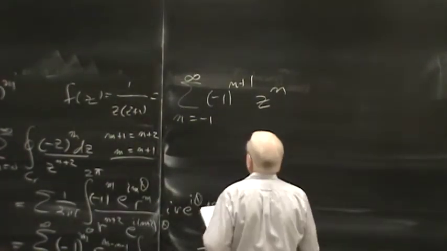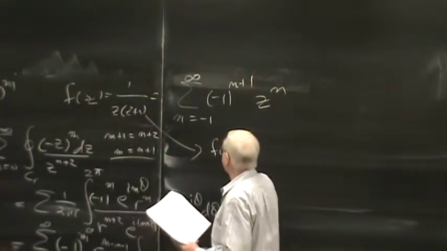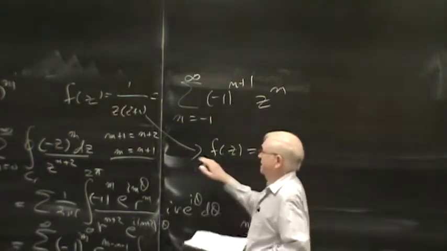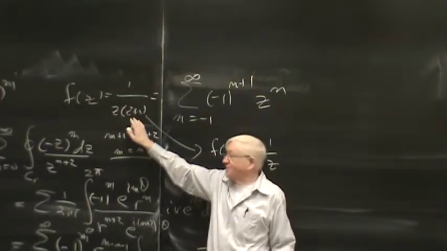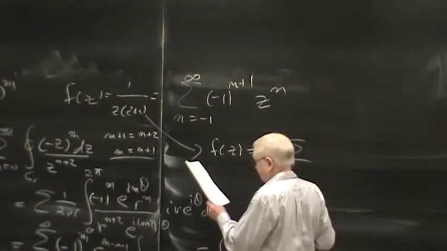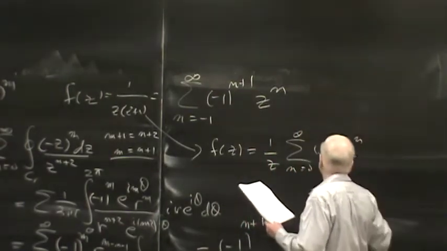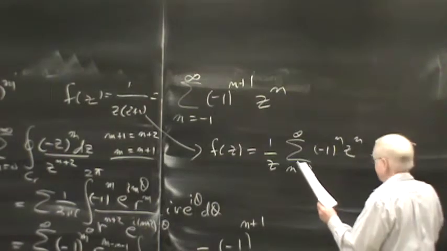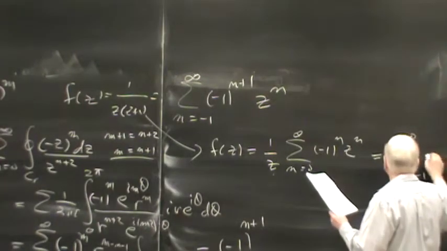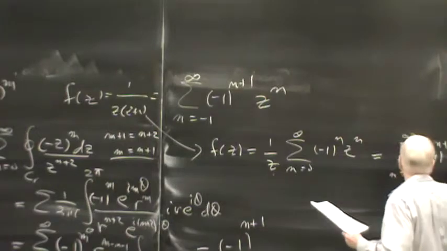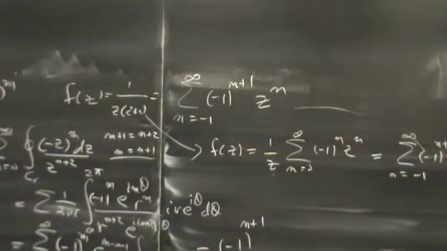There's another way of doing this, of course, that's much, much simpler. Namely, we just say f of z is equal to 1 over z, and now we use the graduate student's friend formula, and write this as the sum n equals 0 to infinity, minus 1 to the n, z to the n. And so, once again, we get a sum n equals now minus 1 to infinity, minus 1 to the n plus 1 z to the n, which is the same thing. So those are two different ways of getting to the same result.